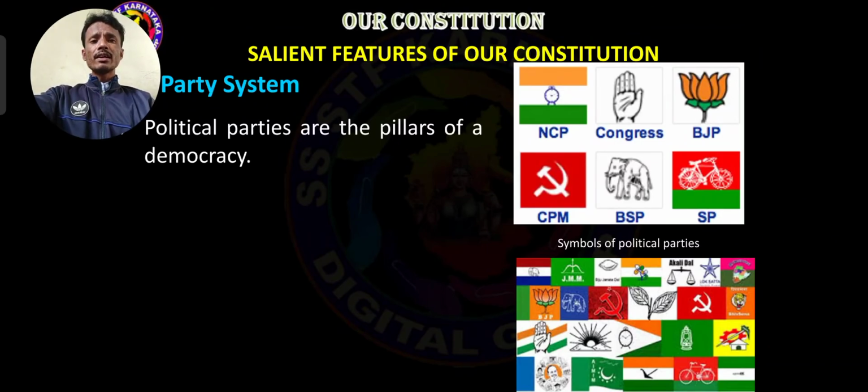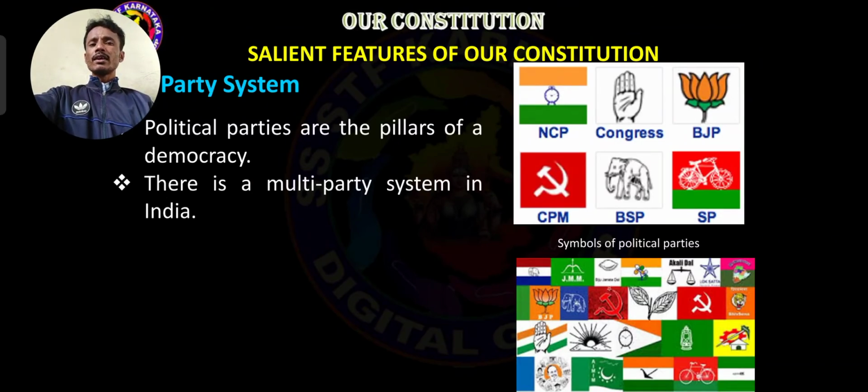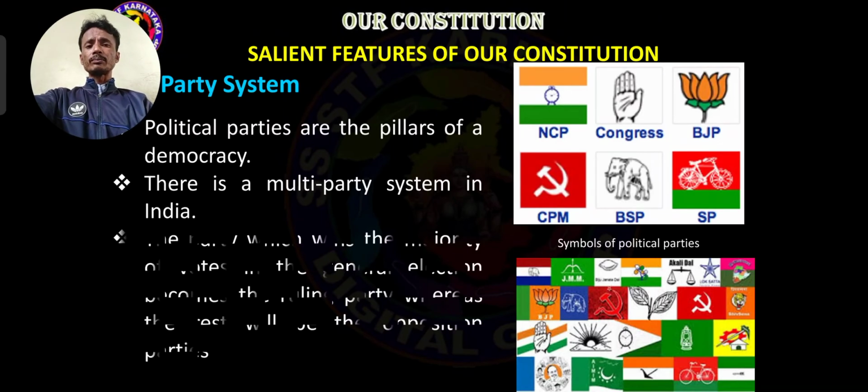Political parties are the pillars of democracy. There is a multi-party system in India. So different and varied types of parties are there. NCP is there, Congress, BJP, CPM, BSP, SP at the central level. Got it? And at the state level, different and varied types of parties are there. So that is a multi-party system.